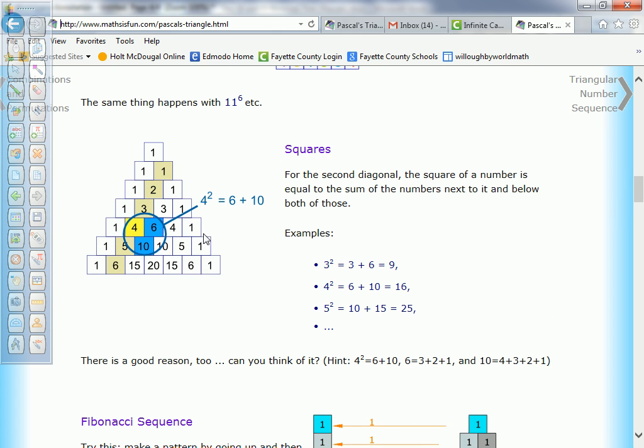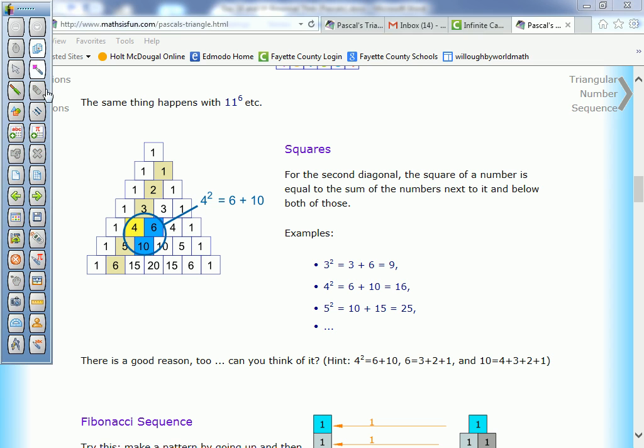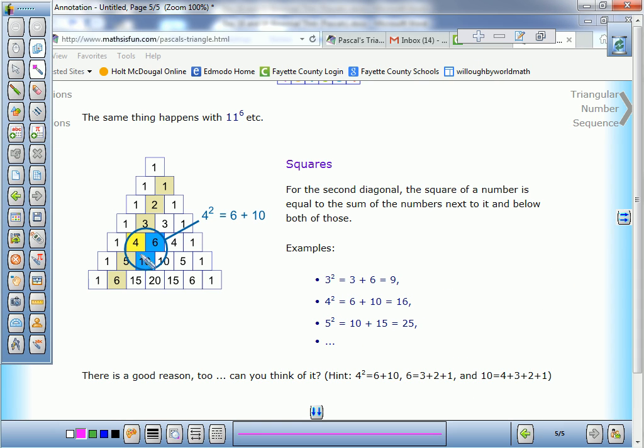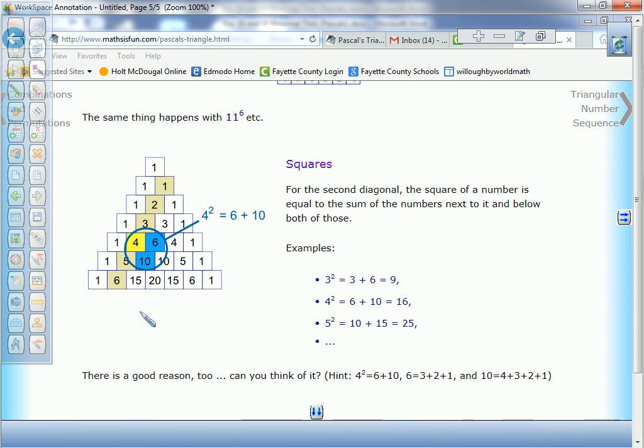The other thing that's hidden inside Pascal's is, see this highlighted number here, 4. 4 squared is 16, right? So 4 squared is 10 plus 6. 3 squared is 6 plus 3. 5 squared is 10 plus 15. Your perfect squares are hidden inside Pascal's.